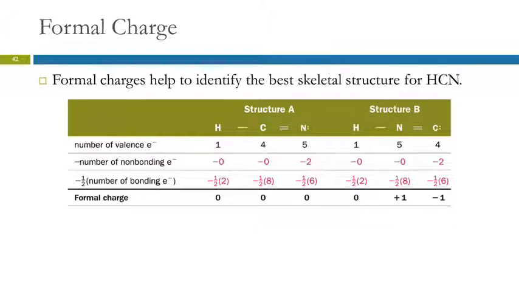So, HCN, hydrogen cyanide, or hydrocyanic acid if it's dissolved in water. They've got the structures up here, but I'm going to write them down here as well so that I can cut them apart. One of them puts carbon in the middle and nitrogen on the end, with the nitrogen having a triple bond. And the other one puts nitrogen in the middle and the carbon on the end.